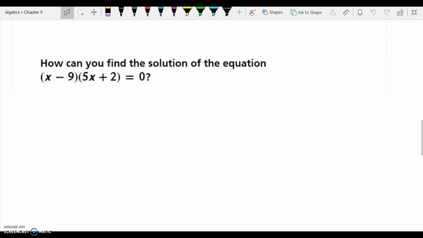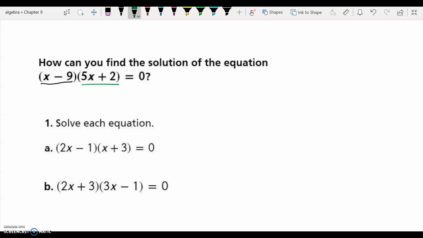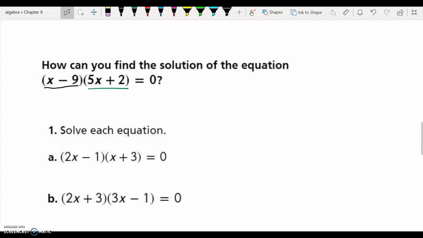So an example: how can you find the solution of the equation (x minus 9)(5x plus 2) equals 0? Well, the zero product property means you're going to take each individual part. What I mean by that is whenever you factor it, it's going to give you this part and this part, and you're going to set them equal to 0 and solve them. So the first one, I'm going to set x minus 9 equal to 0 and solve it. So I would add 9. I get x equals 9. So that's one of the answers to the solution.